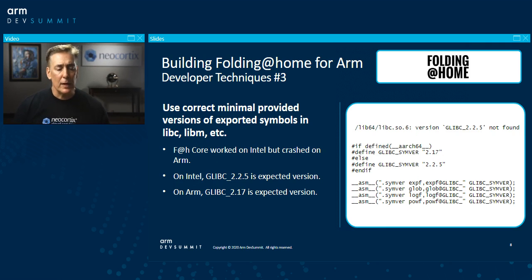And I believe the last one that Dimitri offered was a crash problem that was occurring as a result of an incorrect minimal value of a version number of exported symbols for libc and libm. So the Folding at Home core was working on Intel but crashing on ARM. The reason for this is that libc is a very old component in the code.